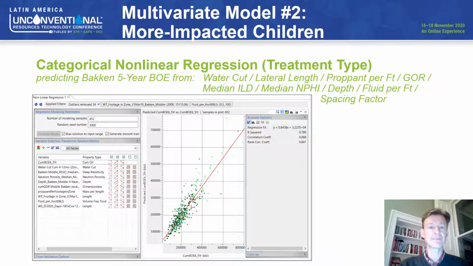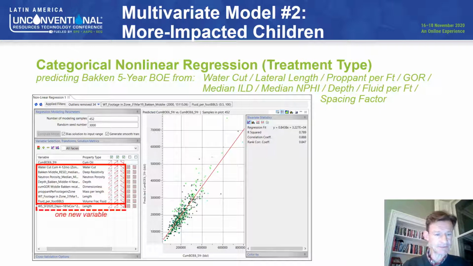So now let's move to multivariate model 2. I'm just going to model my more impacted children. I now have only 450 wells in my model data set because I've added a factor here. I have a different classification. Let me just put this stuff on the slide. I've added a variable to my data set over here, which is my well spacing factor. That's not why my data set got smaller.